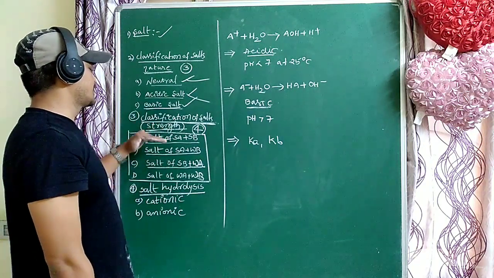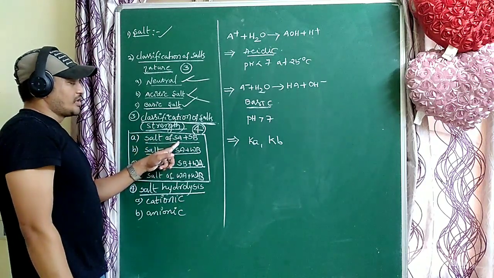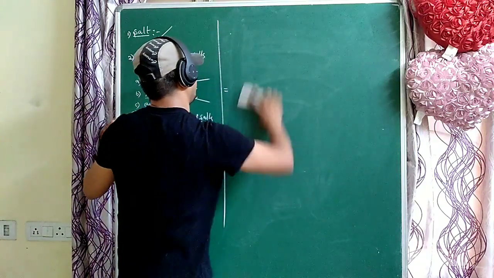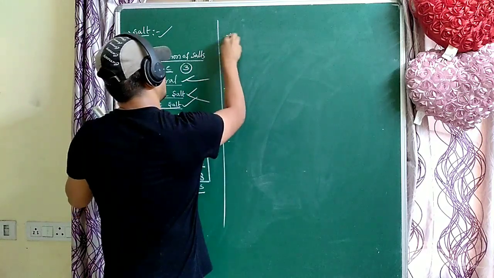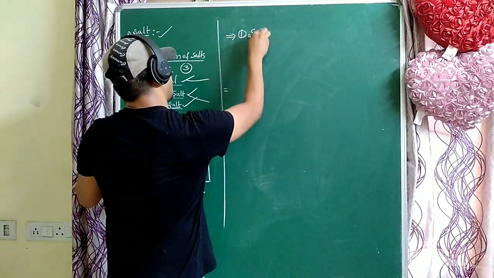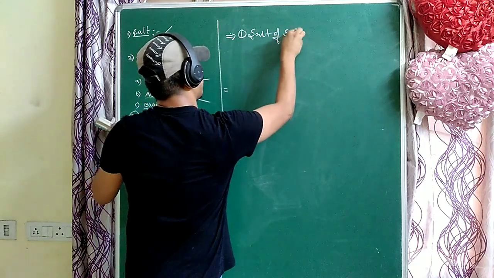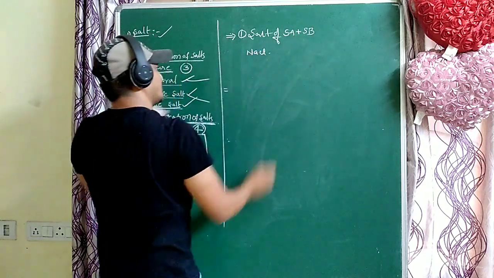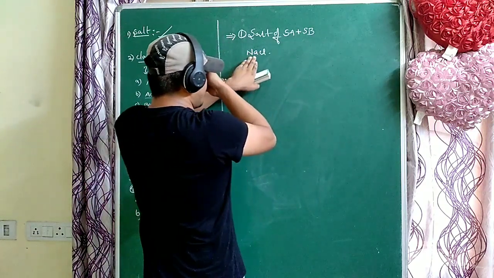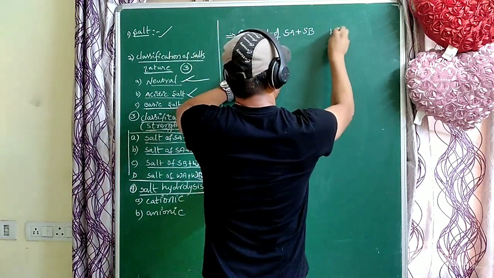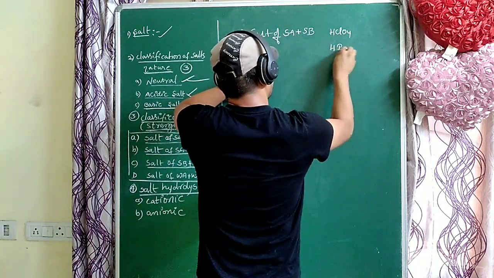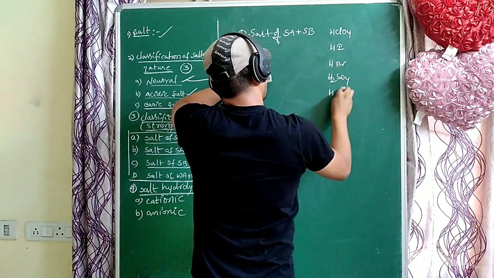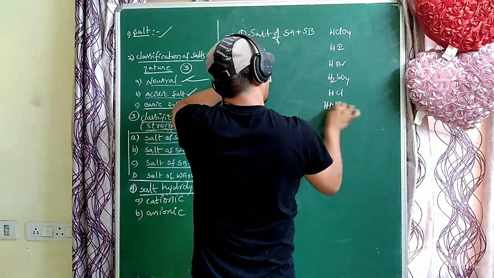So what is the first salt? The salt of strong acid and strong base. For example, NaCl. This is a strong acid, strong base salt. We already know the strong acids: HClO4, HI, HBr, H2SO4, HCl and HNO3. These are very strong acids.